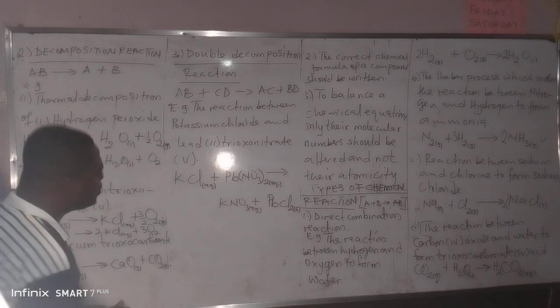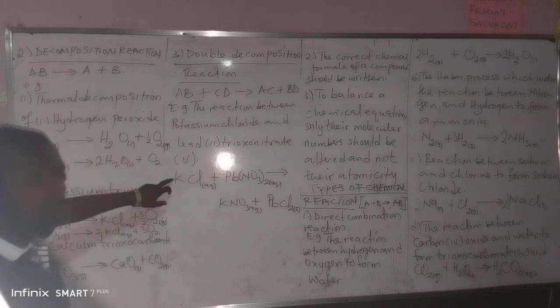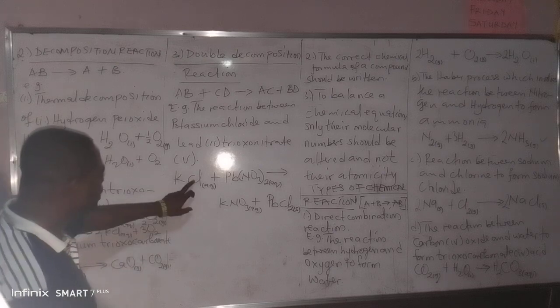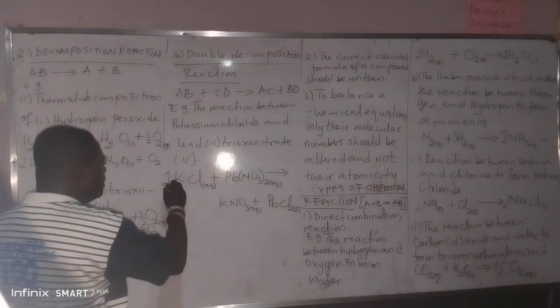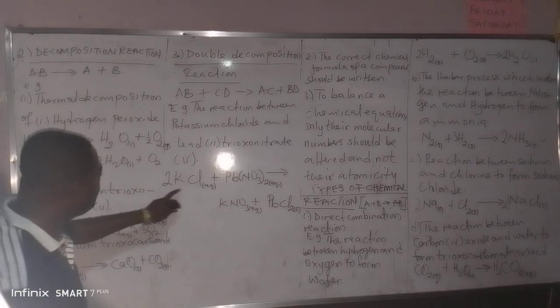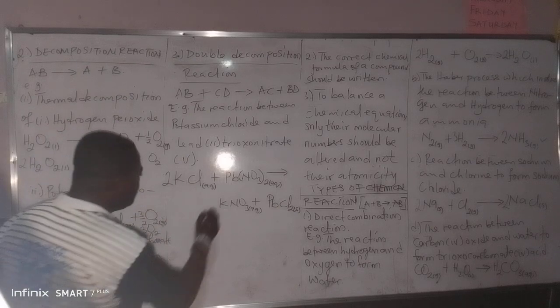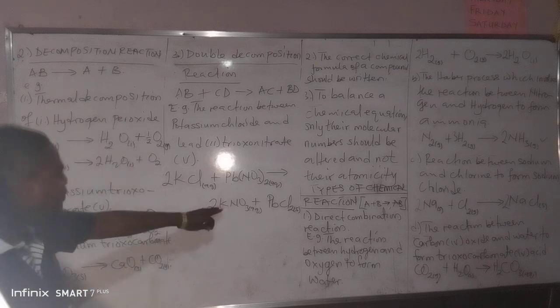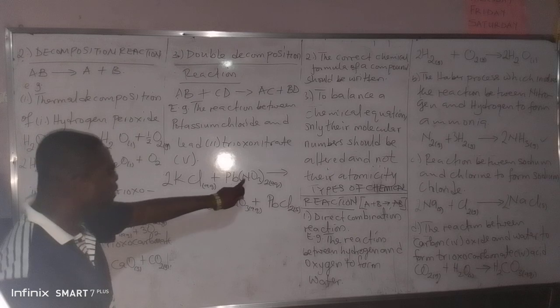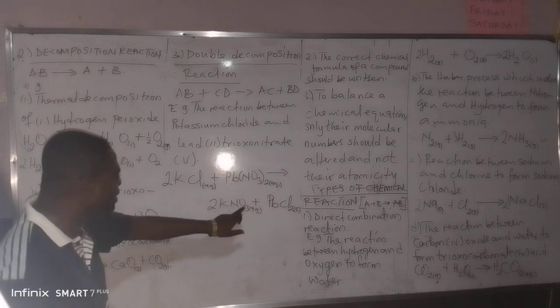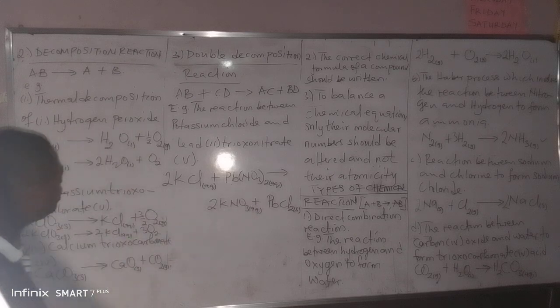Then to balance this equation, what do we do? Potassium is 1 here, potassium is 1 here. Chlorine is 1 here, but chlorine is 2 here. This 2, I will come and put it here. But because I put 2 for chlorine, it has also affected potassium, so I'll put 2 here to balance the potassium. Already 1 lead is here, 1 lead is here. NO3 is 2 here. So this 2 has made the NO3 to be 2 also. The equation is what? Balanced. So that is that under double decomposition reaction.